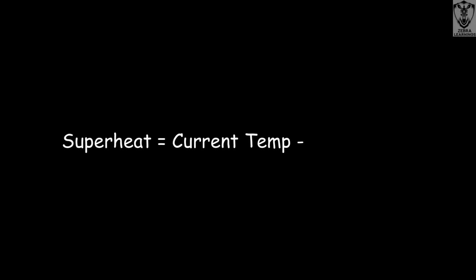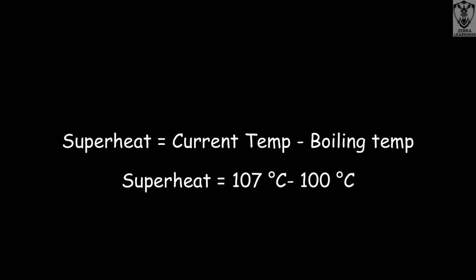Its formula: superheat is equal to current temperature minus boiling point temperature. Now, the current temperature of the water is 107 degrees Celsius and the boiling point of water is 100 degrees Celsius. So, superheat is 7 degrees Celsius.